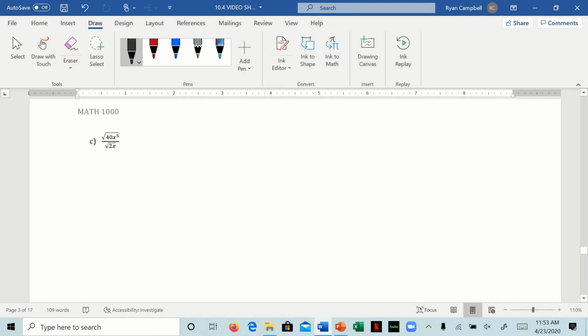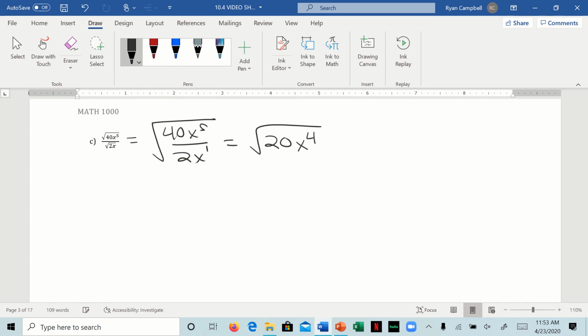Part C. Square root. We can just combine them all. So we get 40x to the 5th over 2x. 40 divided by 2 is 20. X to the 5th divided by x to the 1st, we just subtract. So that's going to be x to the 4th. 20 can be broken up into 5 and 4, 2 and 2. So a 2 comes out.